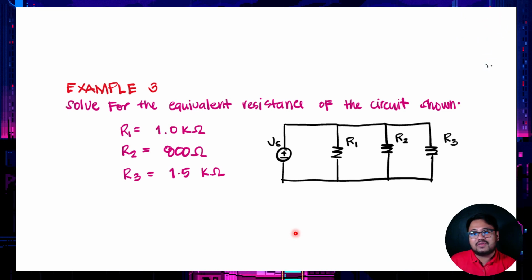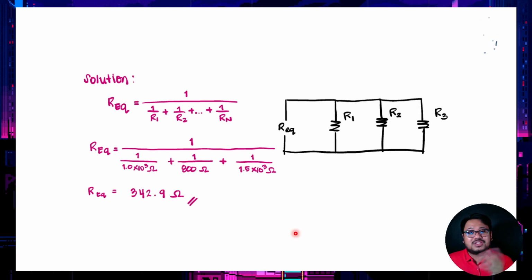So in getting the equivalent resistance, that is just equal to 1 over 1 over R1 plus 1 over R2 plus 1 over R3. So that is 1 all over 1 over 1 times 10 raised to 3 ohms plus 1 over 800 ohms plus 1 over 1.5 times 10 raised to 3 ohms. So we now have an equivalent resistance of 342.9 ohms. Take note, it is lower than the least value of resistance in our circuit, that is lower than 800 ohms. So we have an equivalent resistance of 342.9 ohms.